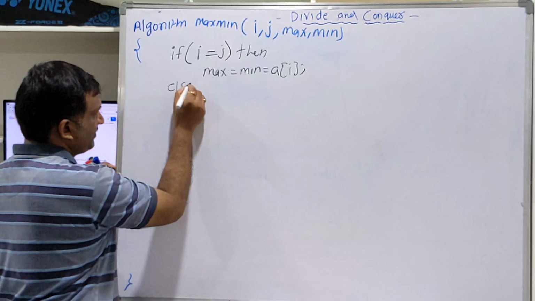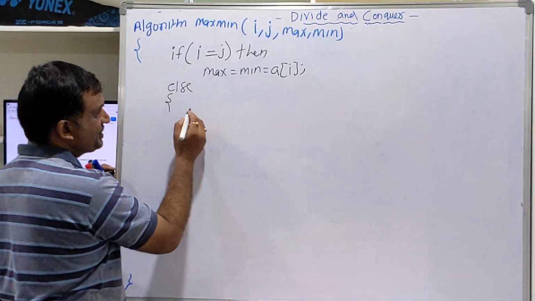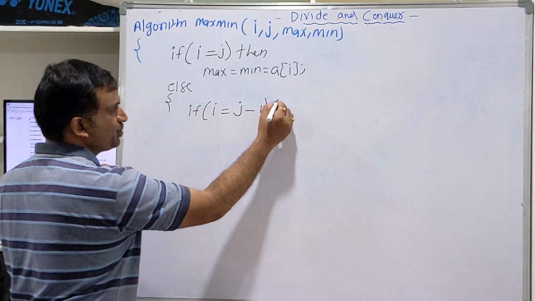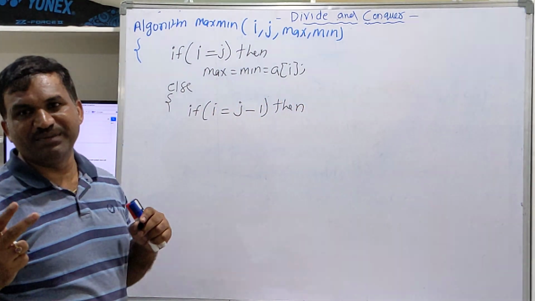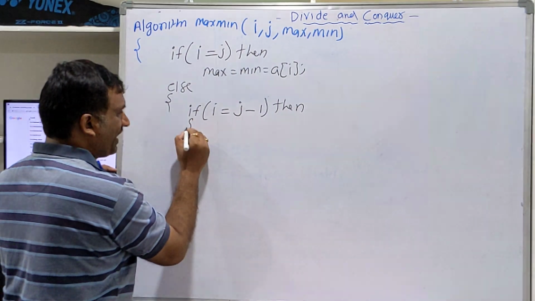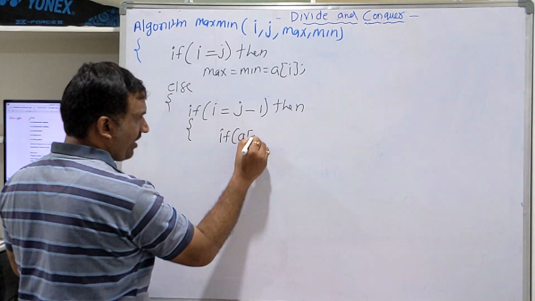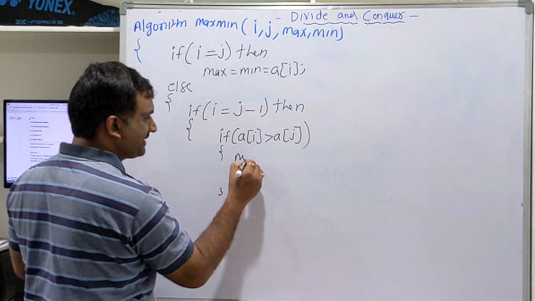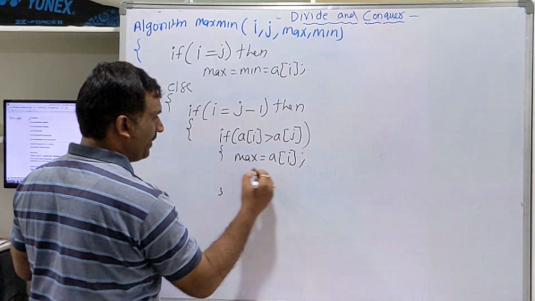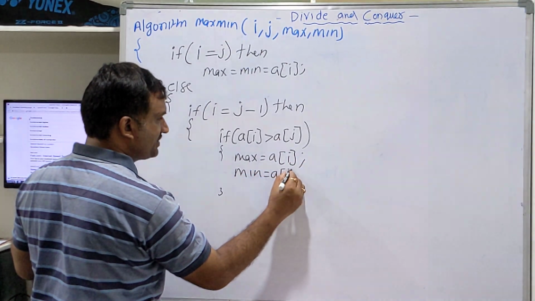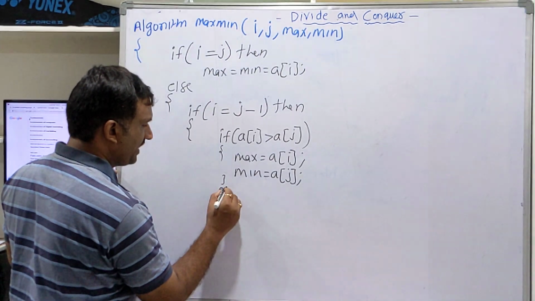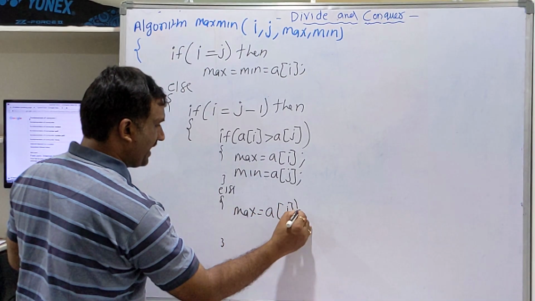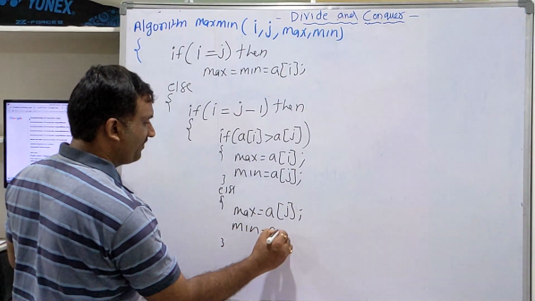Assume that we have two elements. The condition is: if i is equal to j minus 1. If this condition is true, we have two elements. When you have two elements, we compare both the values. That is, if a of i is greater than a of j, then max is equal to a of i and min is equal to a of j. If the condition is false, else, max is equal to a of j and min is equal to a of i.